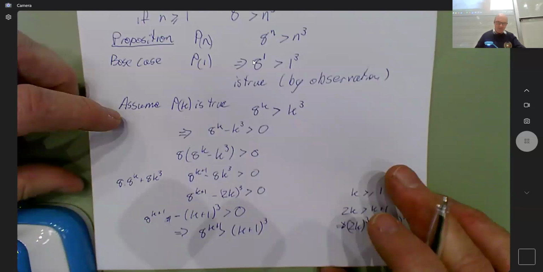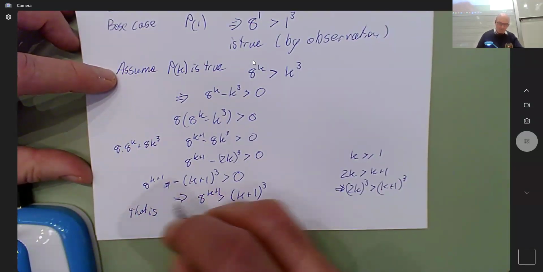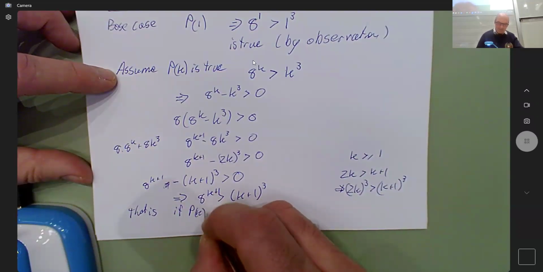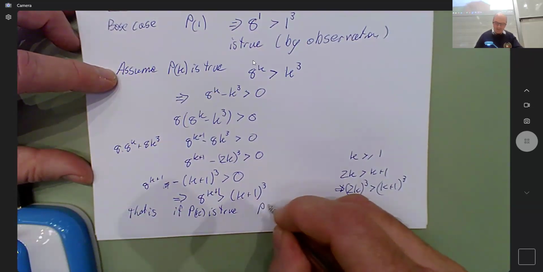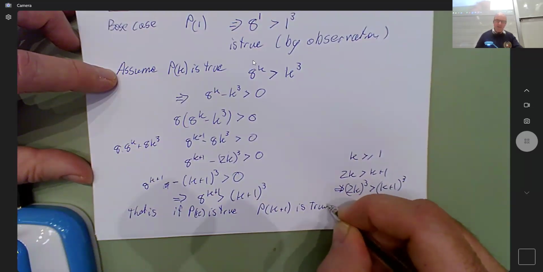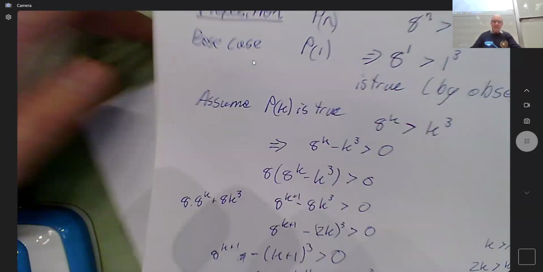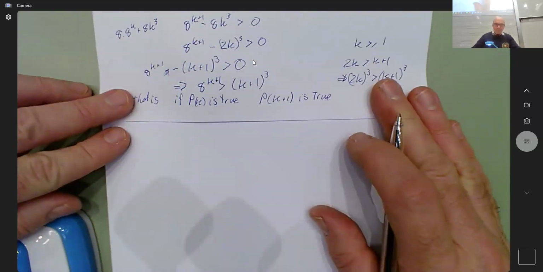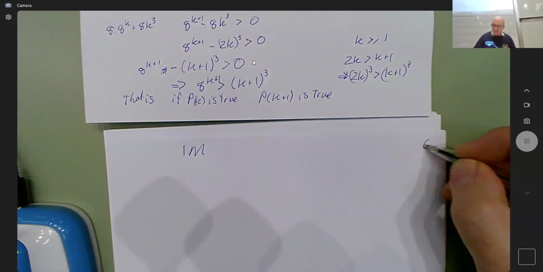Yeah. So, and then we go, that is, if Pk is true, Pk plus 1 is true. And then we jump to the next page.